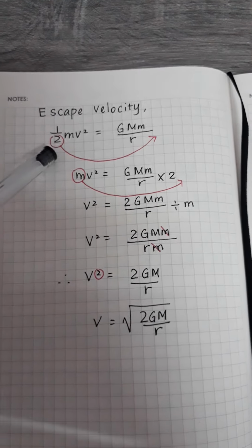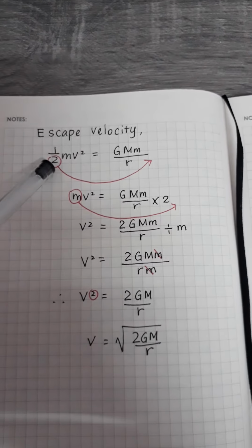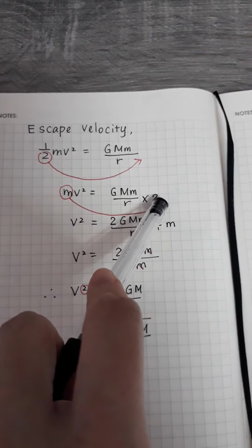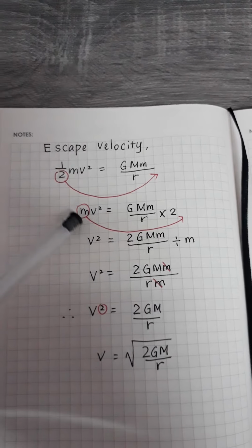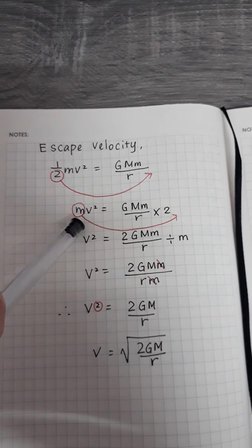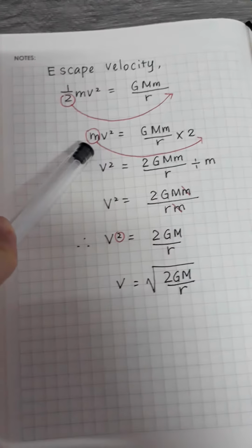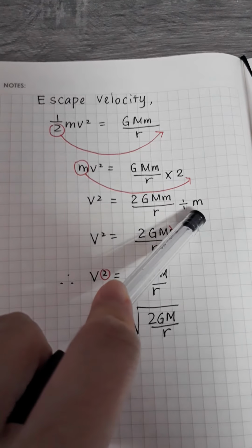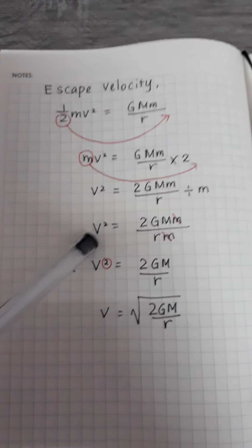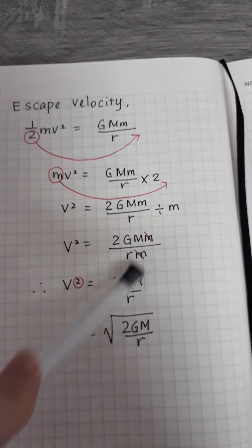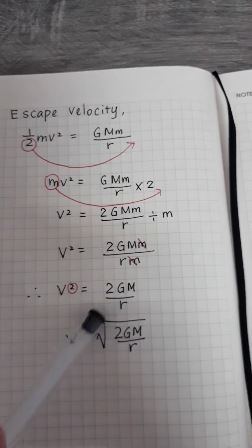So from this kinetic energy, the 2 we have to move to this side. Because it is division, when we move to the other side, it becomes multiplication times 2. Next, we move the small m, the mass of the rocket, here, because here it is multiplication. So when we move to the other side, we divide by m. So the velocity squared equals, we cancel out the common factor of m, 2GM over r.